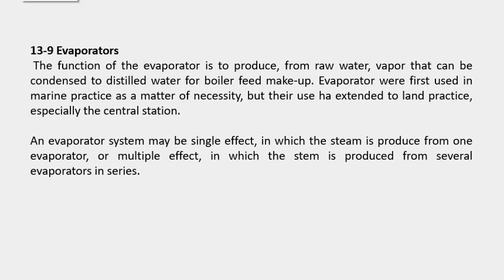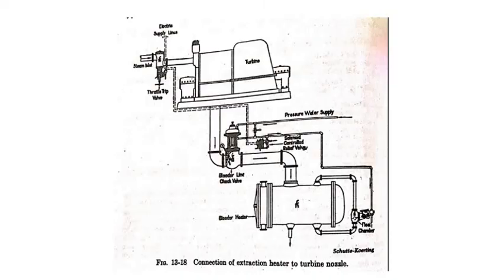boiler-feed makeup. Evaporators were first used in marine practice as a matter of necessity, but their use has extended to land practice, especially the central station. So it is primarily in the marine field. An evaporator system may be single effect, in which the steam is produced from one evaporator, or multiple effect, in which the steam is produced from several evaporators in series.